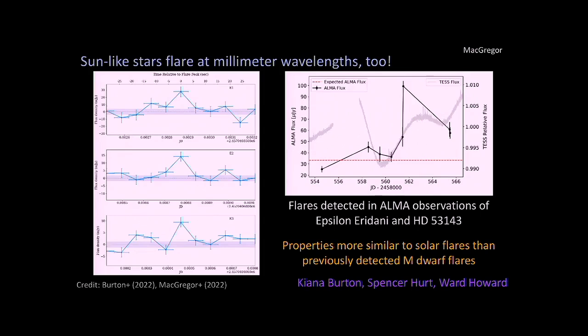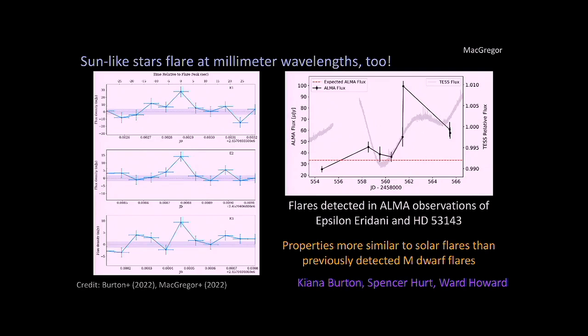Now, all I've shown are M dwarfs so far, but it turns out that sun-like stars flare too at millimeter wavelengths. This paper was just accepted yesterday from my grad student, Kiana, and we looked at archival ALMA observations of Epsilon Eridani, which people look at frequently because it has a disk, and it turns out that in those observations are three different ALMA flares. So we now see flares from a sun-like star at millimeter wavelengths.